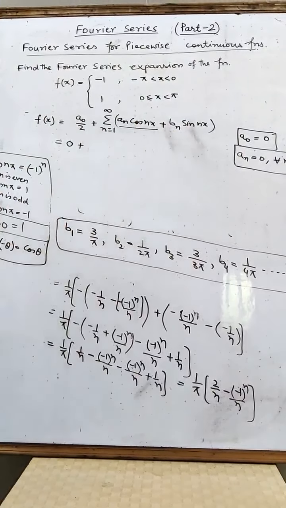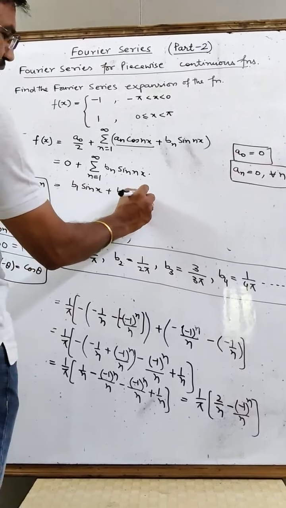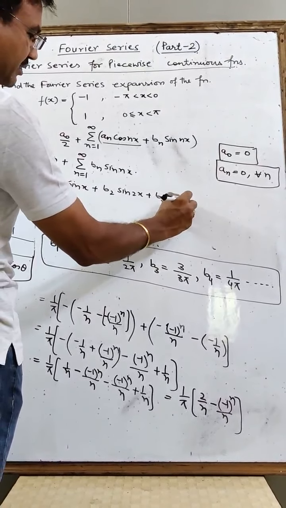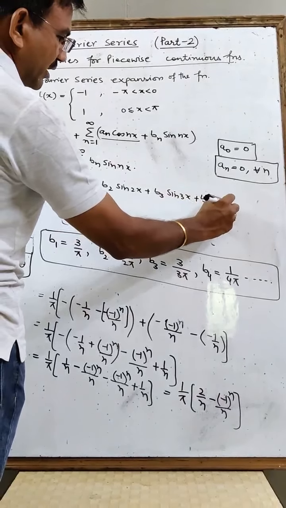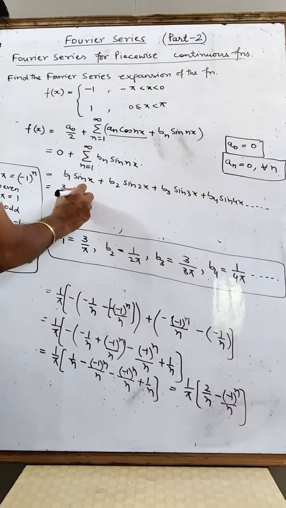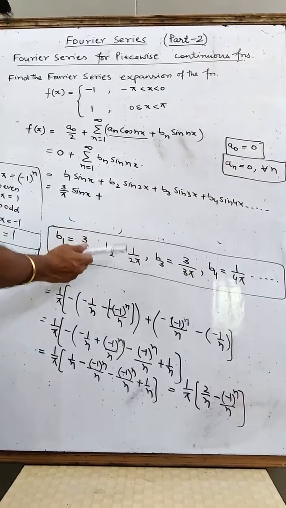and if we put n equal to 1, 2, 3, 4, 5, it will be b1 sin x, b2 sin 2x, b3 sin 3x, b4 sin 4x, and so on. And we have already found the value of b1, b2, b3 and b4. If we put them here, it will be 3 by pi sin x plus 1 by 2 pi sin 2x. It will become 3 by 3 pi sin 3x. Again it is 1 by 4 pi sin 4x, and so on. So this is the Fourier series expansion of this function f of x.